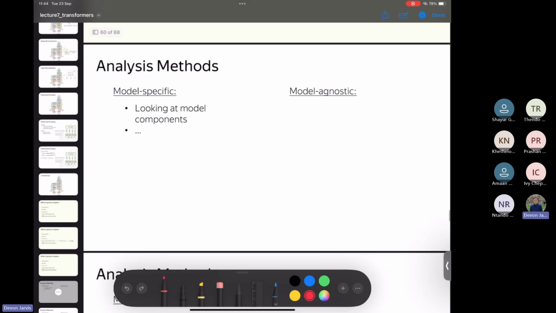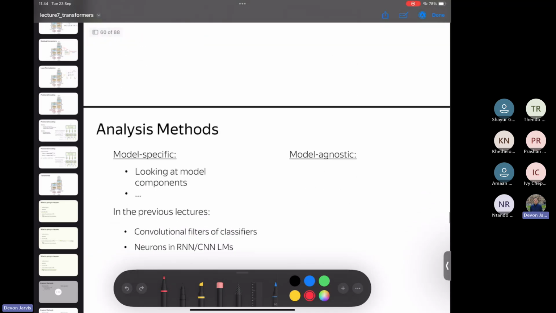So how do we now try and understand what's going on in these networks? There's a lot of moving parts. There's a lot of different behaviors. So people have been caring a lot about how you understand what a transformer is doing. So number one, there's model-specific methods. You can look at certain components of the model.